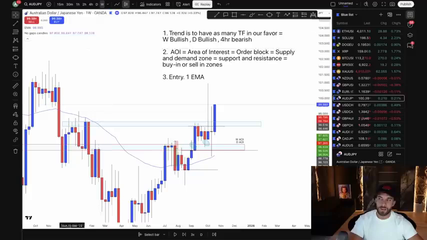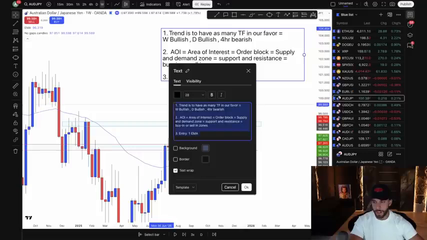And we use this EMA exact same way as we go with the trend. It's going to be from the highest down. So for example, we have 1 point for having it on the weekly.